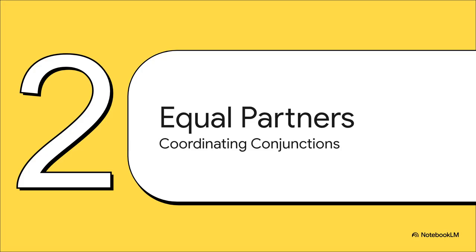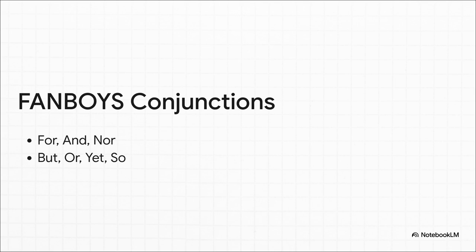Moving right along to part two, equal partners, otherwise known as coordinating conjunctions. Think of these as a bridge connecting two identically sized islands. You've probably heard of the famous FANBOYS acronym. It stands for the 7 coordinating conjunctions that serve as simple equalizers in your sentences: for, and, nor, but, or, yet, and so. Now, the fundamental rule for these equalizers is that the grammar on the left side of the conjunction has to carry the exact same weight as the grammar on the right side.